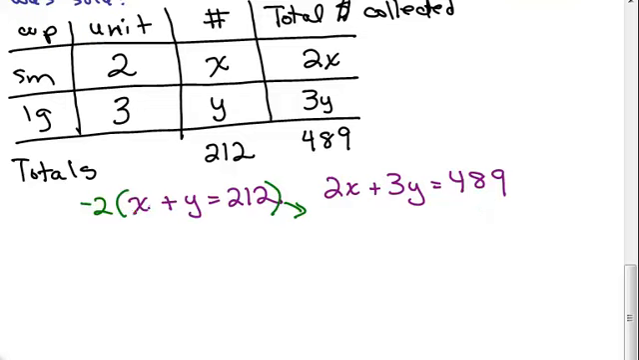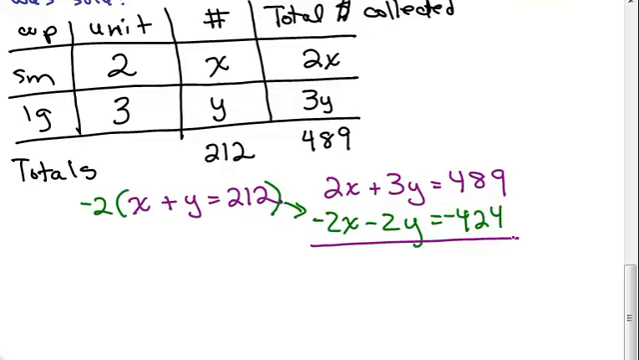So -2 times x will be a -2x. -2 times y will be a -2y. Don't forget to multiply the other side of the equation by -2 as well. -2 times 212 will be -424. Because remember, whatever you multiply one side of the equation by, you also have to multiply the other side of the equation by. So let's see.